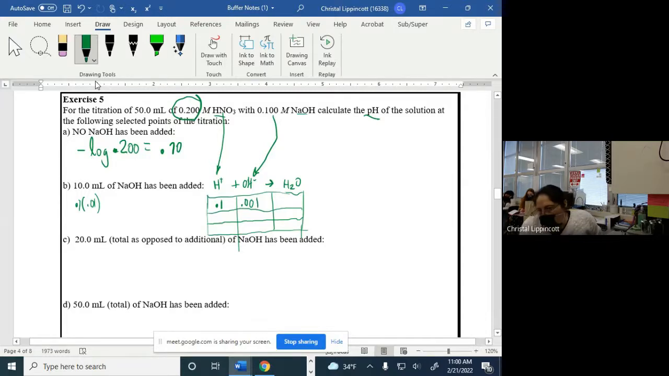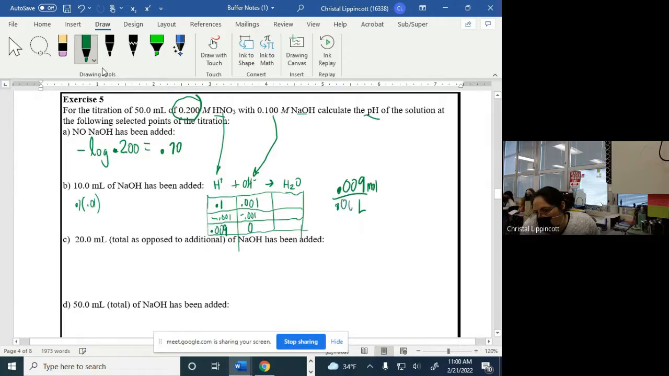Okay. So OH is the limiting reactant. Yep. So we're going to minus 0.001 here. We won't have any of this left over. This we're going to have 0.009. Remember these are moles, so we need to divide it by liters. How many liters are we up to now? 0.06.